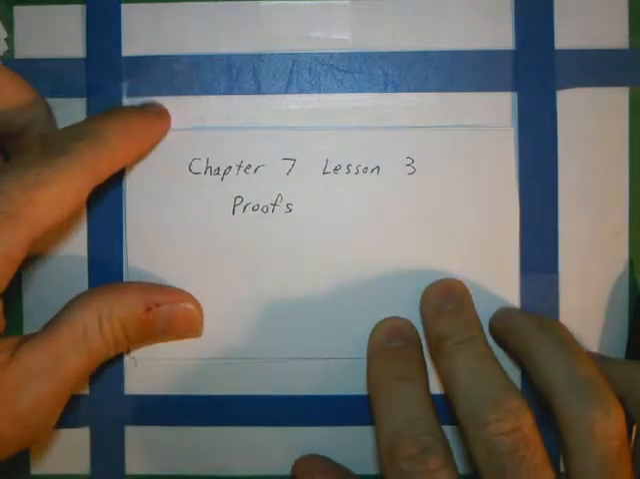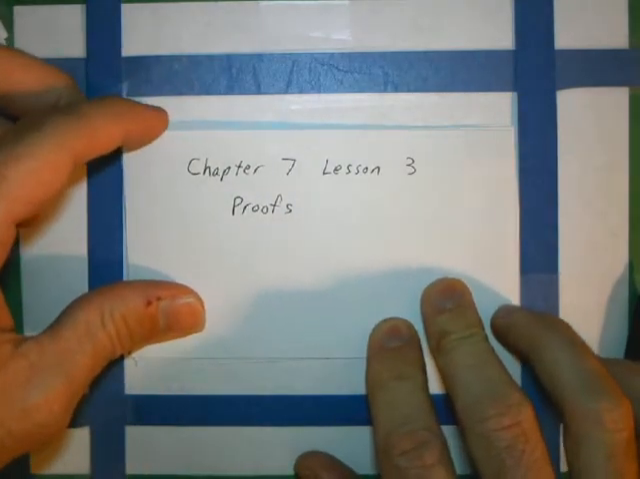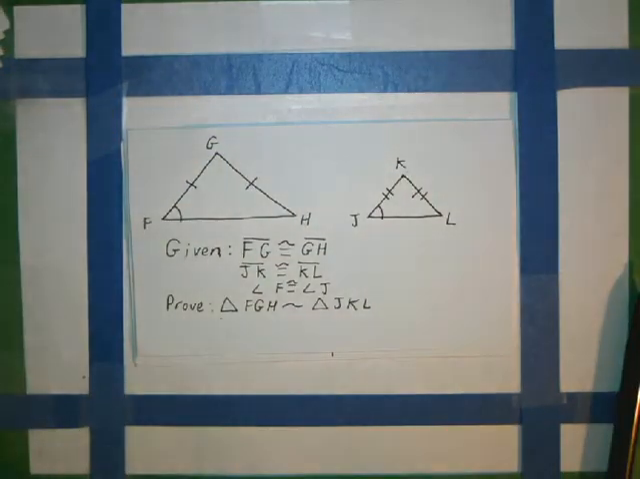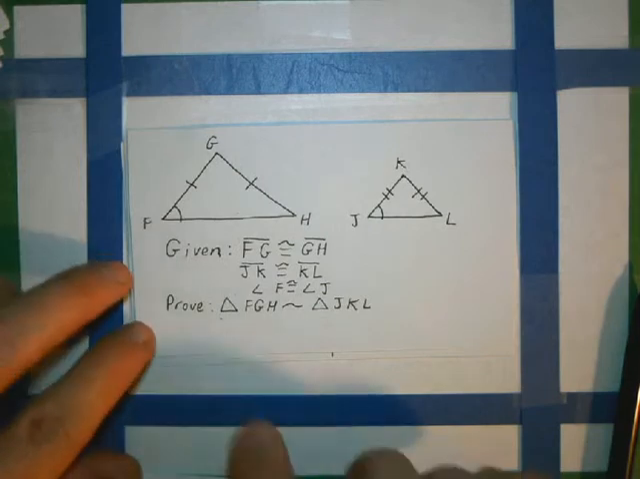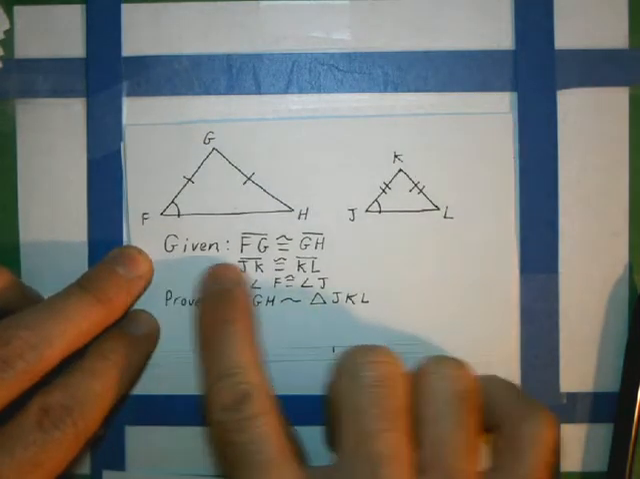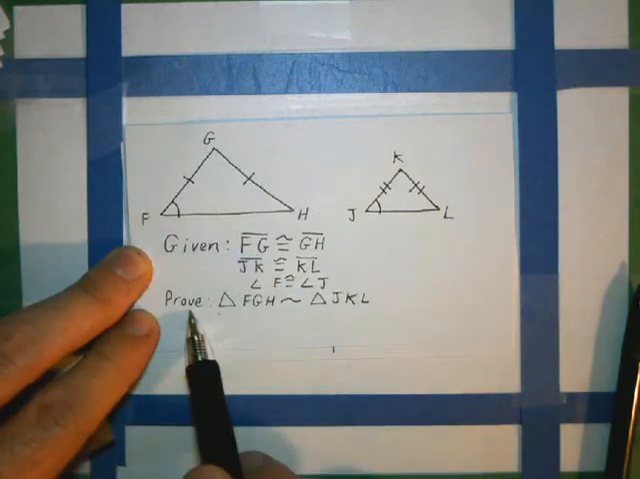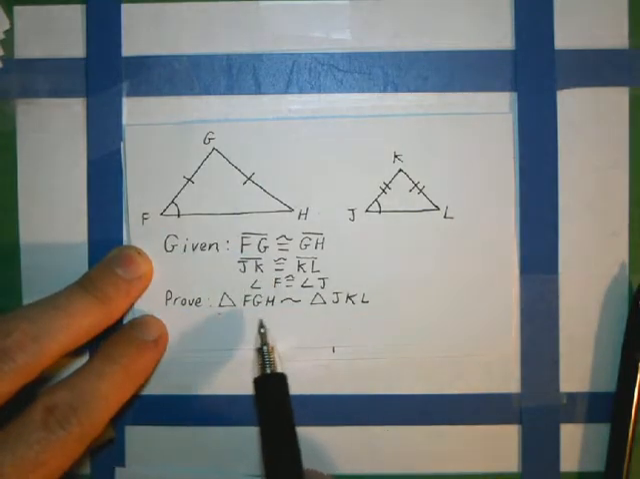Okay, this is going to be the section where we talk about proofs. A lot of people don't even know where to start whenever they get to proofs. They always give you a given. They tell you what you're given, what you can use for sure, and then they ask you to prove something.